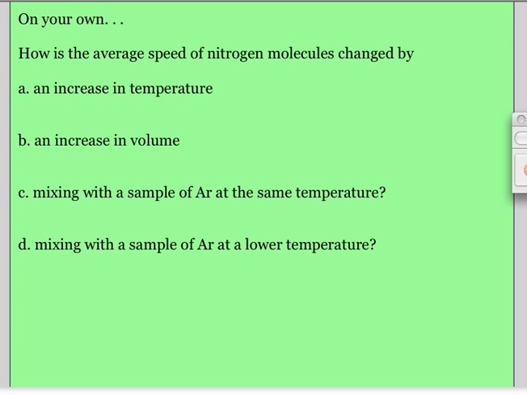So, how does the average speed of nitrogen molecules change if we increase the temperature? If we increase the temperature, the average speed should increase. So you should have increase, go up, whatever you want to say. Remember, they're directly proportional. That doesn't say goop, it says go up. Letter B, an increase in volume. So we have to think, does the increase in volume do anything to the speed of atoms? No, so there should be no effect.